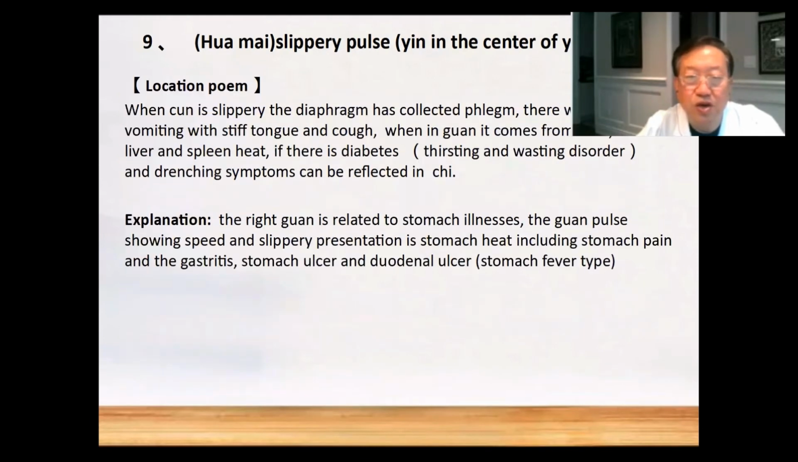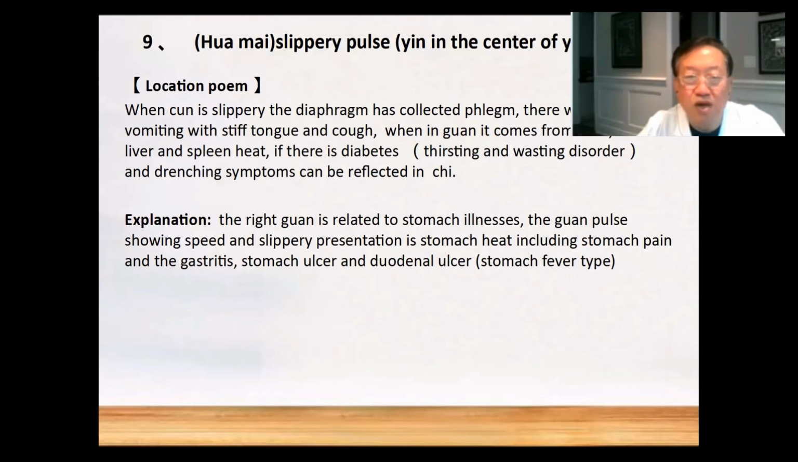9. Huamai, slippery pulse, yin in the center of yang. Location. When Tuan is slippery, the diaphragm has collected phlegm. There will be sour vomiting with stiff tongue and cough. When in Guan, it comes from food and liver and spleen heat. If there is diabetes, thirsting and wasting disorder, and drenching symptoms can be reflected in chirp.